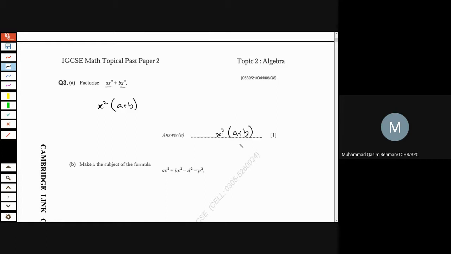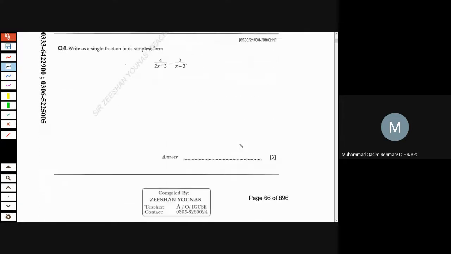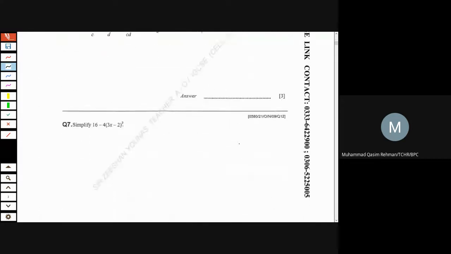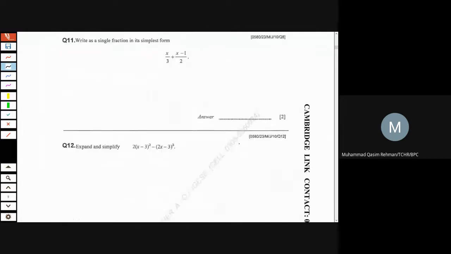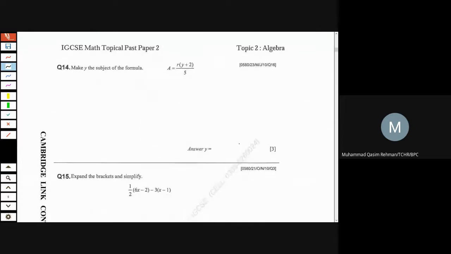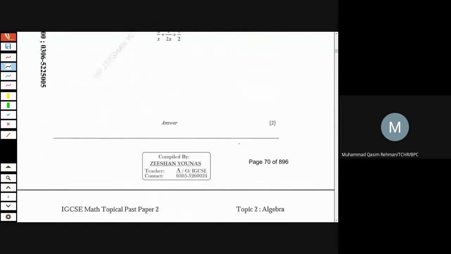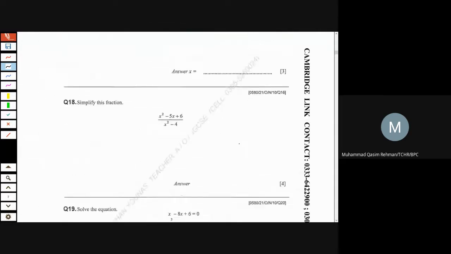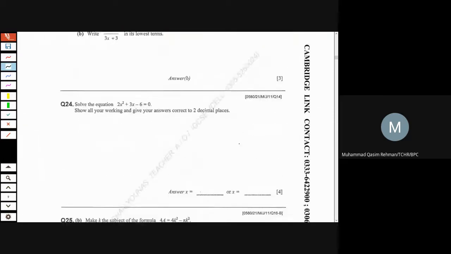Okay, now look for another question with the command word of factorize. This is expand and simplify. This is solve. This is algebraic manipulation, expand and simplify, algebraic fractions, solve. Okay, factorization.